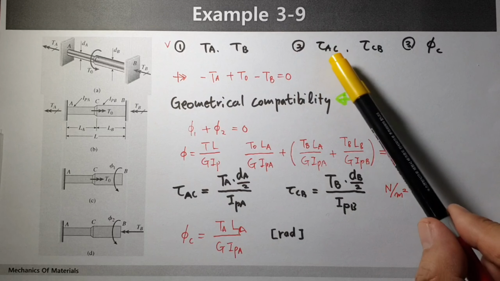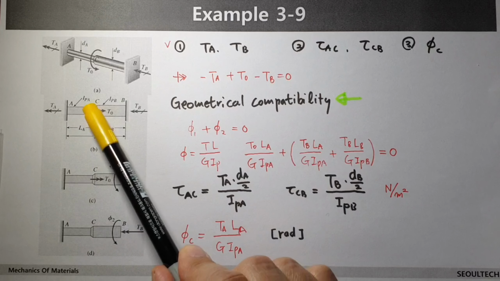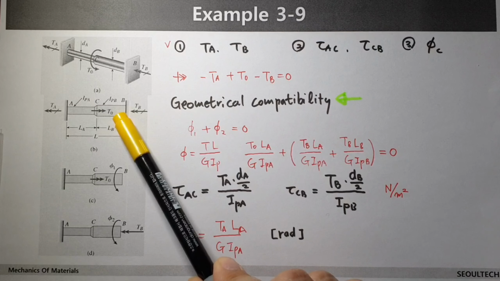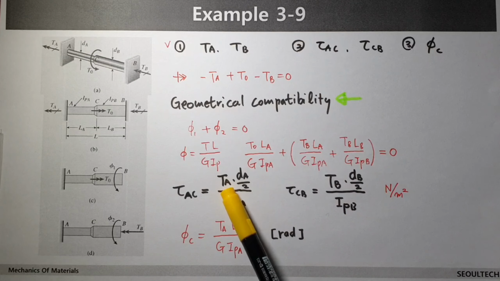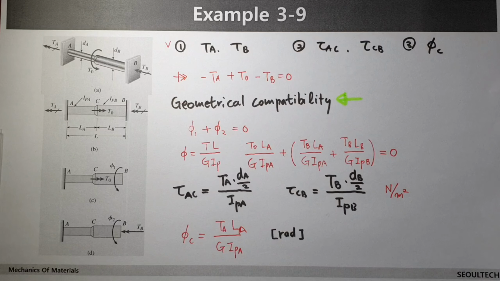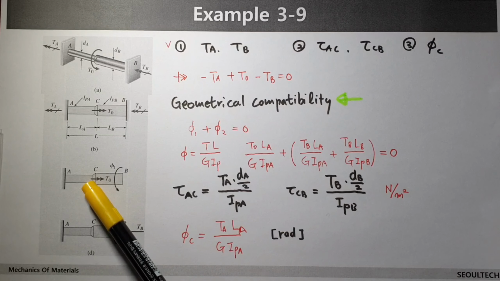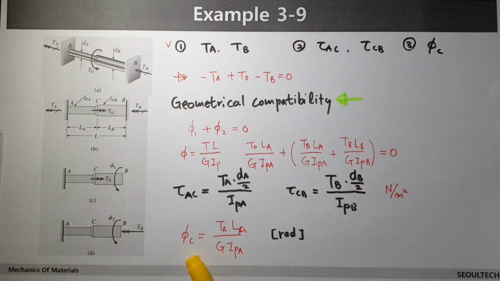Next, we would like to know the shear stress acting on the left segment and the right segment. The key point is to introduce TA and TB. And finally, we would like to know the rotational deformation at point C. When you consider the left side, we can say like this. That's the solution for example 3.9.